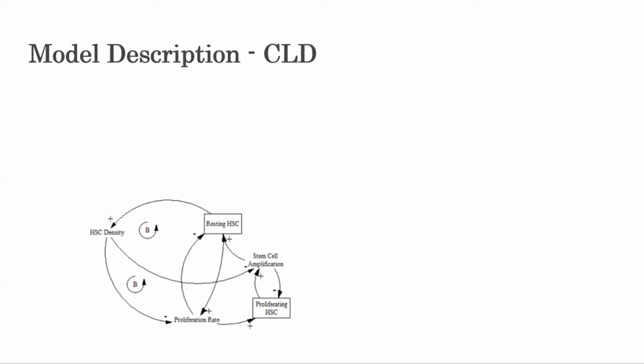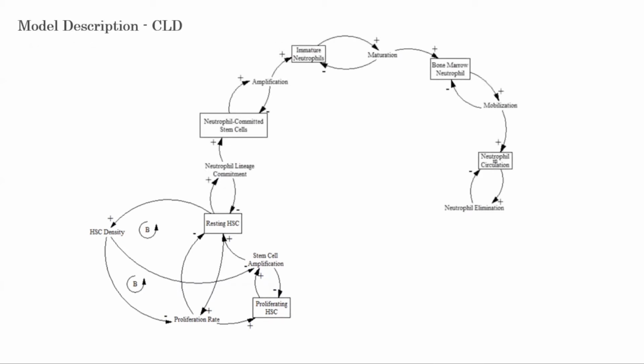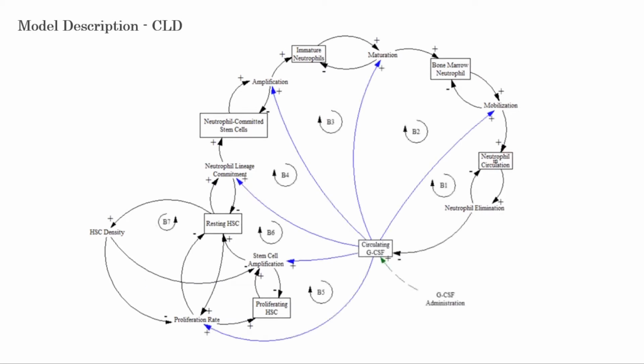Stem cell density negatively affects amplification and proliferation rates, which closes two internal balancing loops. Neutrophils are produced from these stem cells after undergoing several phases, which include lineage commitment, mitosis, and maturation. Mature neutrophils in the bone marrow reservoir are mobilized into circulation before completing their lifespan. G-CSF acts as the centerpiece of this whole system, regulating each of these processes.